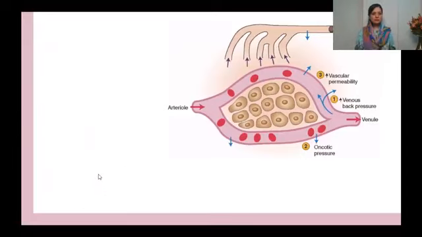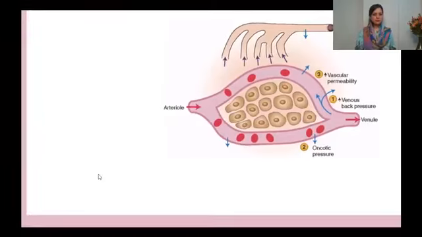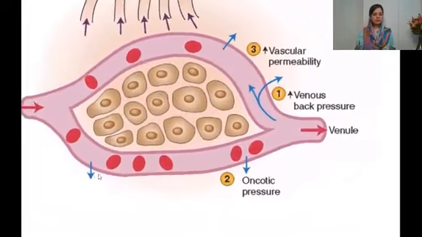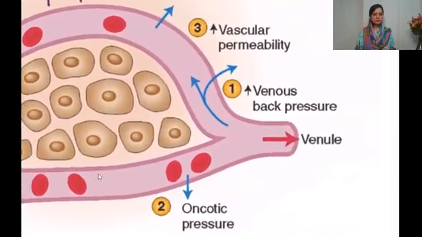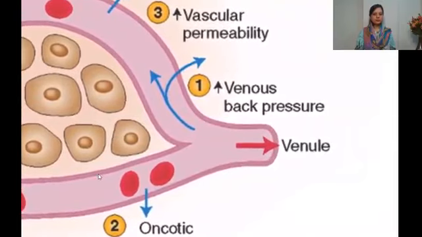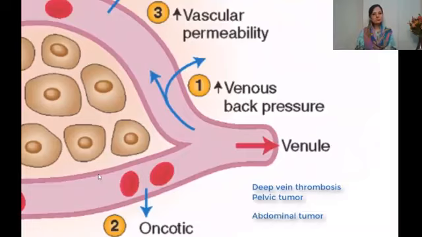Also, if we have venous obstruction, fluid will be prevented from passing through. Backflow of blood then to the capillary increases hydrostatic pressure and results in edema. Diseases that may cause venous obstruction include deep vein thrombosis and pelvic tumor. Also, abdominal tumor may obstruct the inferior vena cava, resulting in bilateral lower limb edema.